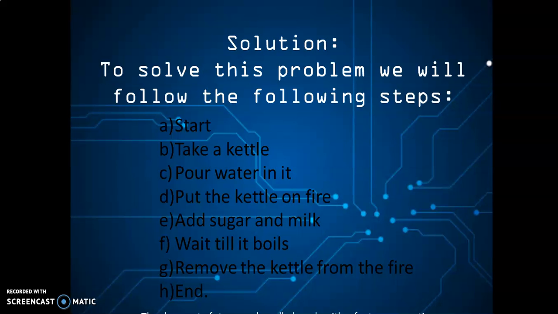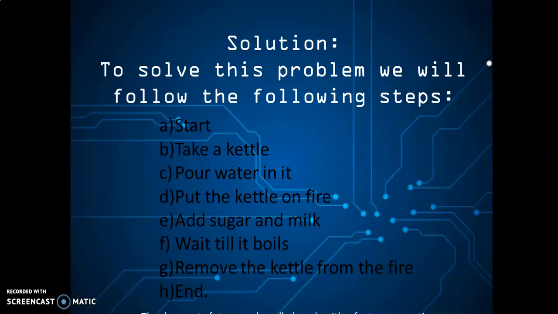Step number 1 is start. As we have seen, we always start our flowchart with the terminal symbol and the keyword start written in it. In the same way, we will start our algorithm with the keyword start. The second step is, now I want you all to imagine yourself preparing that tea and follow this algorithm. So the second step is take a kettle.